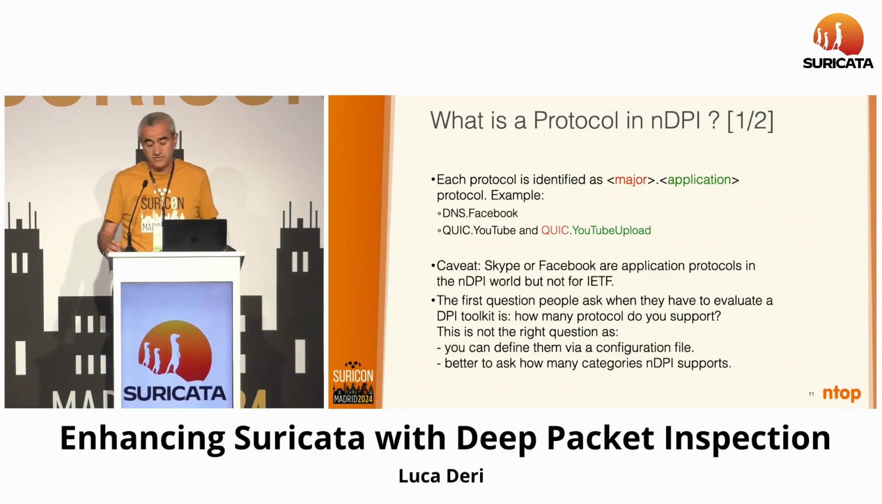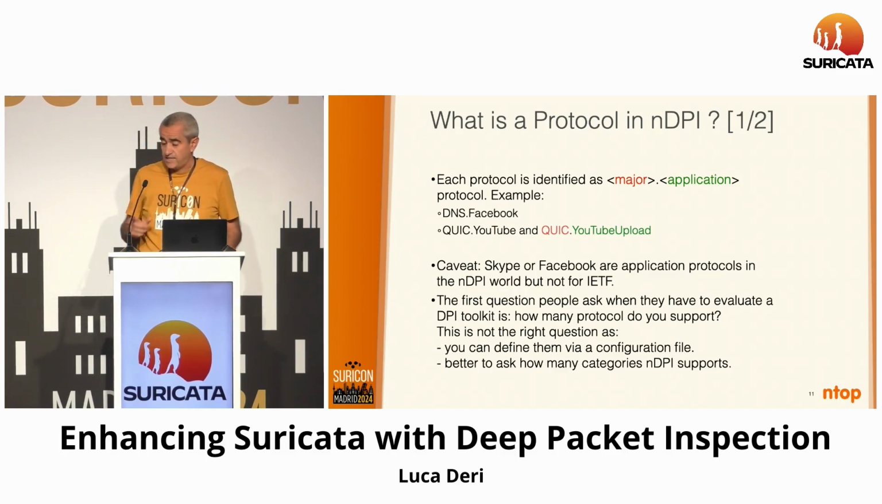In nDPI, a protocol is divided in two parts, a major and the application protocol. So for instance, in this case, there is QUIC.YouTubeUpload. QUIC means that the transport is QUIC, or can be QUIC, TLS, for instance. And in this case, YouTubeUpload means that somebody is uploading a video to YouTube. So there is the companion protocol YouTube, that means that you're watching something on YouTube, okay?